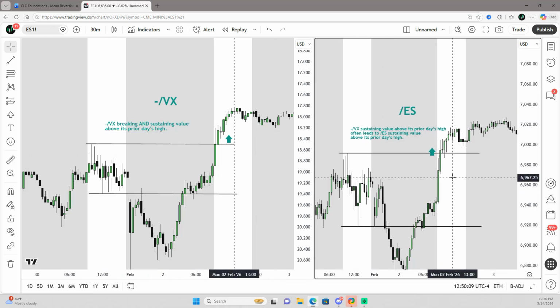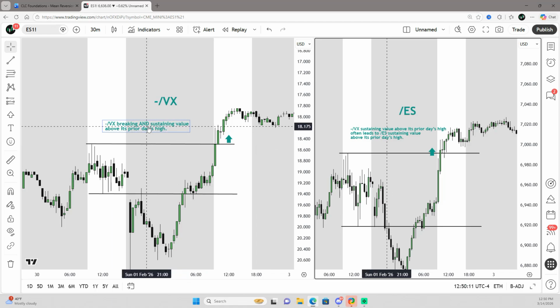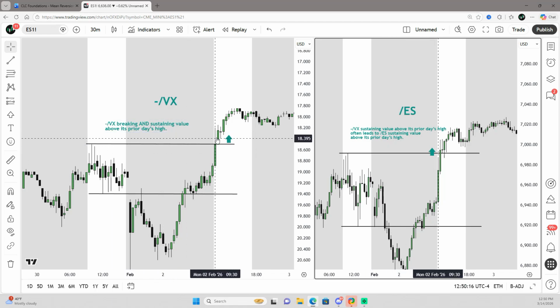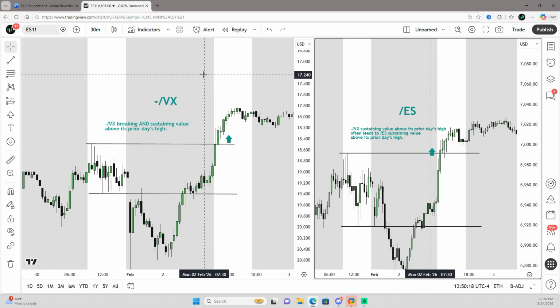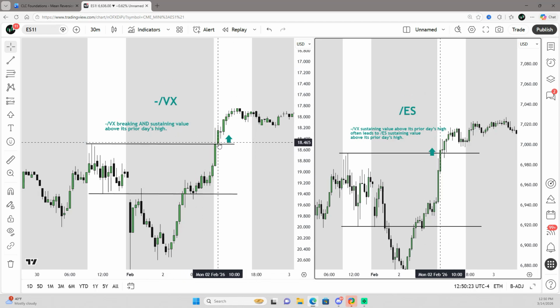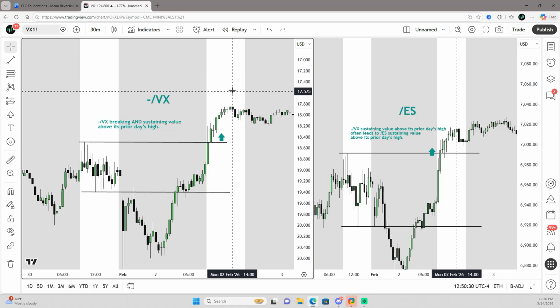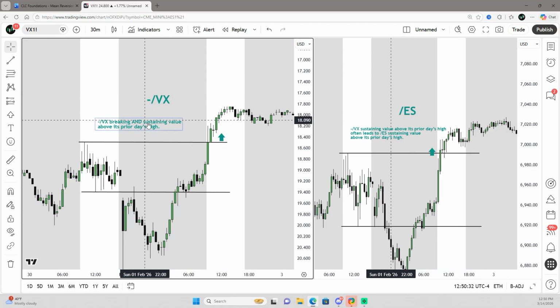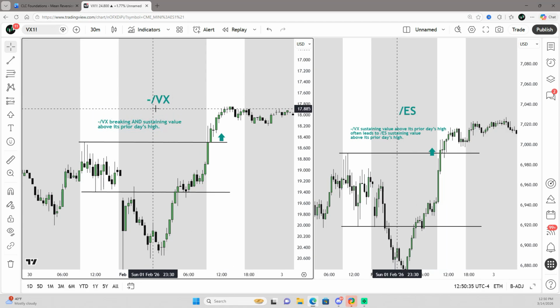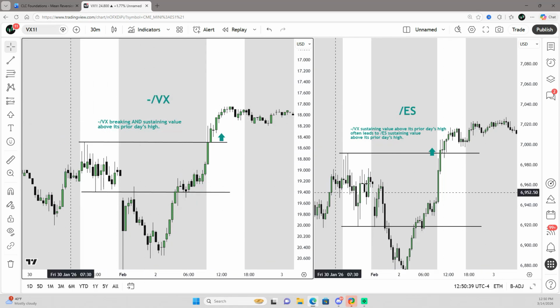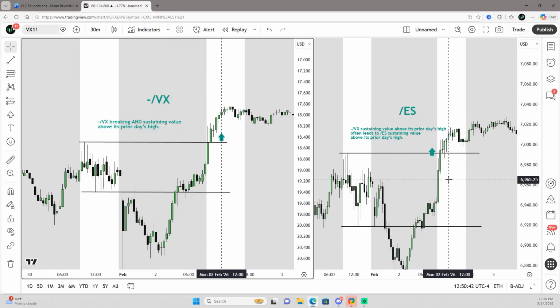A very key part to this is that we have to wait for it to sustain the value. It could be the case that ES breaks above its prior day high, but we can't get jumpy, because it could be the case that it just reverts back to the downside. And if we're caught longing up here prematurely, then we could just get trapped and not be in a good position, right? So waiting for it to sustain value is important. This is the typical condition for range extension within ES.